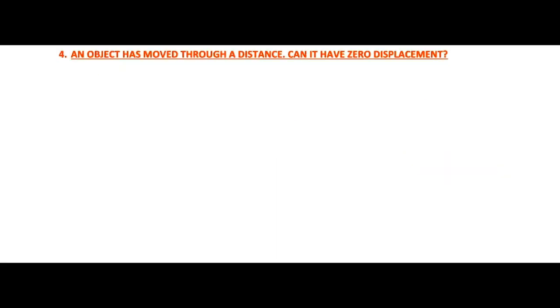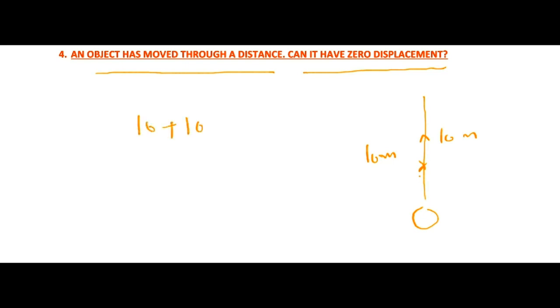The next question is, if an object has moved through a distance, can it have 0 displacement? Let us solve this question with an example. Suppose you have an object or a body. You throw that body in the upward direction like this. Suppose it covers 10 meters in this direction. Then it returns back to the same point. Again it travels 10 meters. Now the total distance in this case becomes 10 plus 10, which is 20 meters.